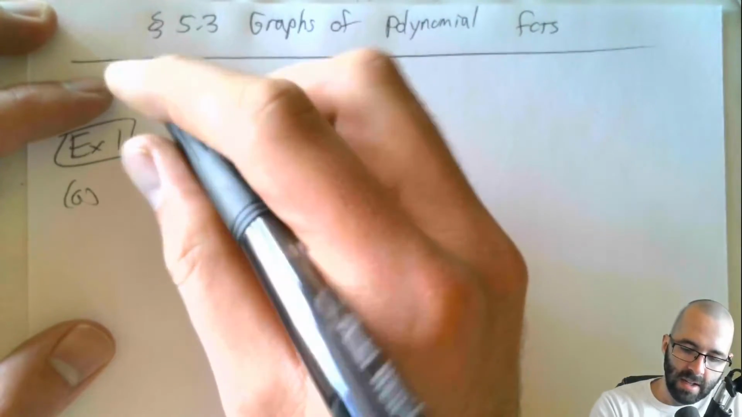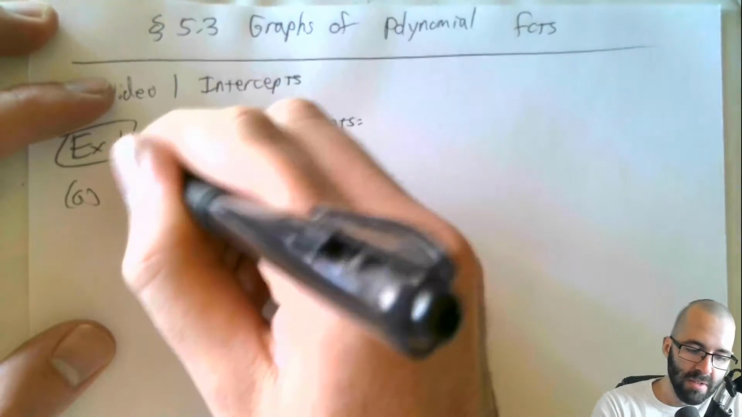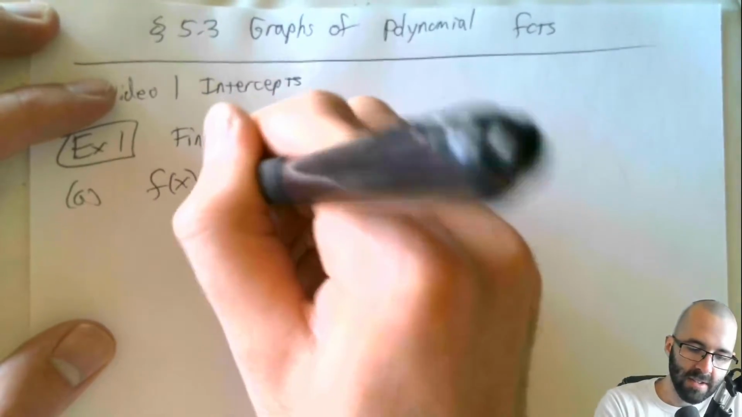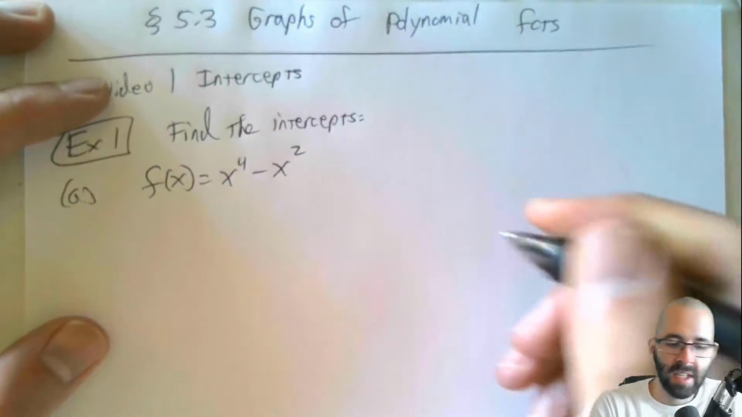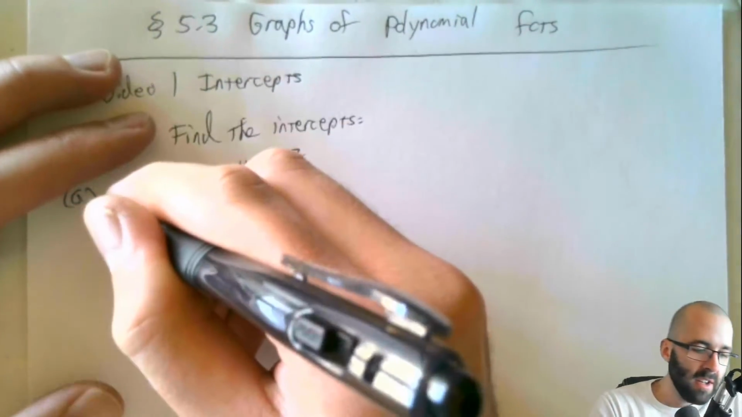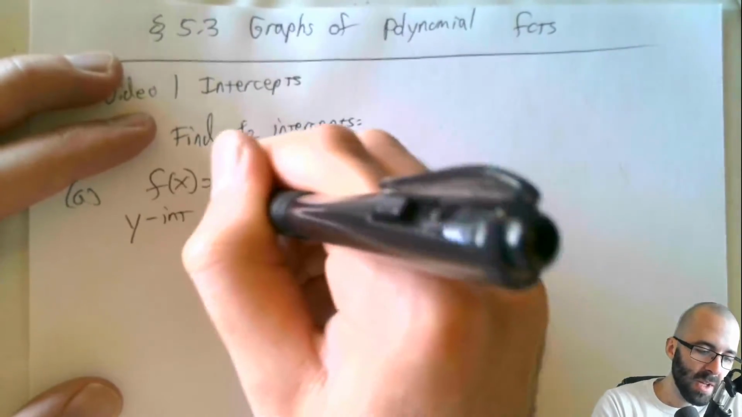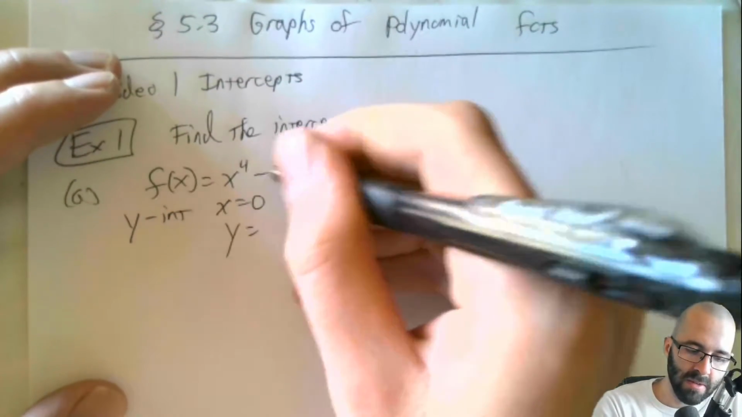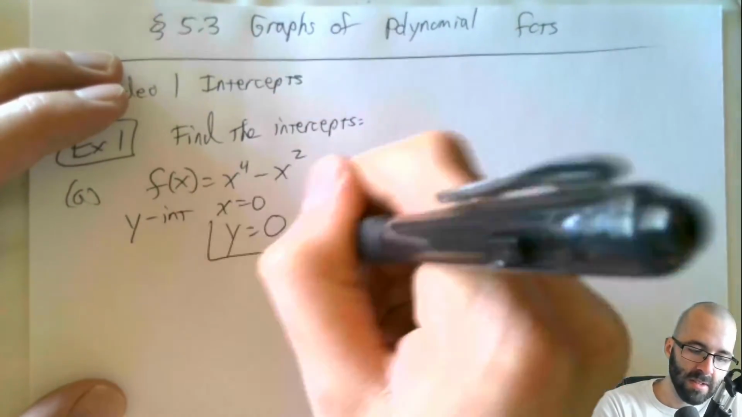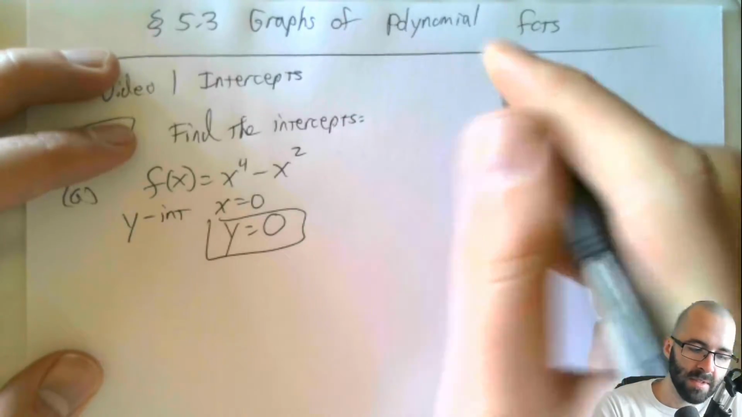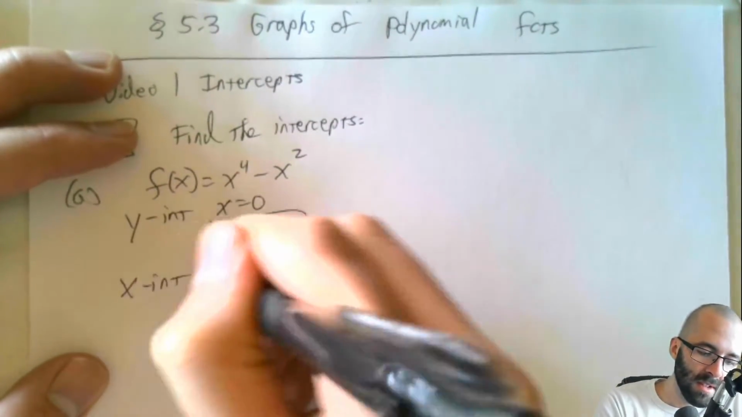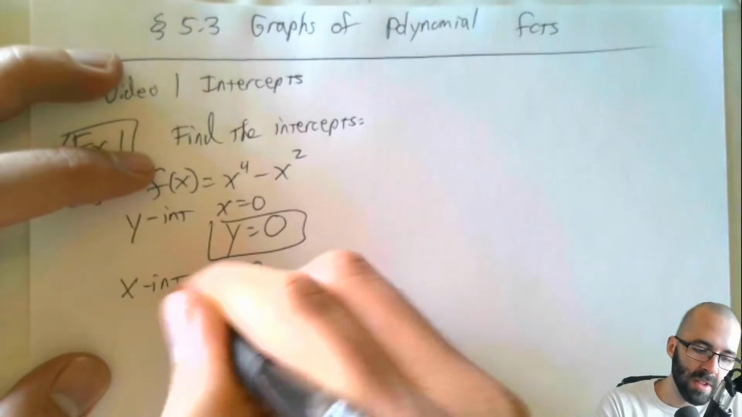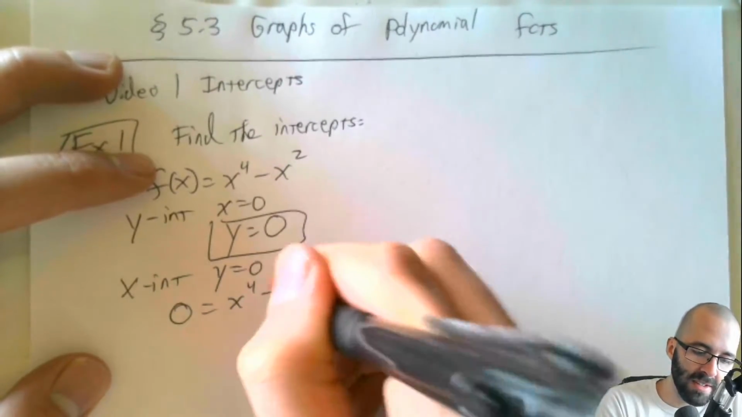All right, let's do f of x is equal to x to the fourth minus x squared. So again, the y-intercept is when x is equal to 0. Well, when x is equal to 0, we're going to get y is equal to 0 to the fourth minus 0 squared. That's just 0. Good. And the x-intercept is when y is equal to 0. So that's when 0 is equal to x to the fourth minus x squared.